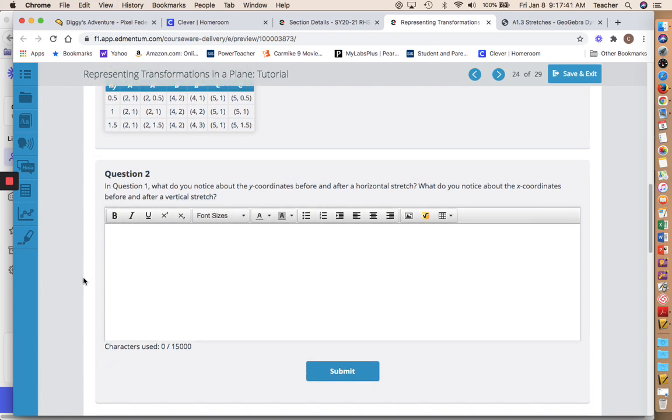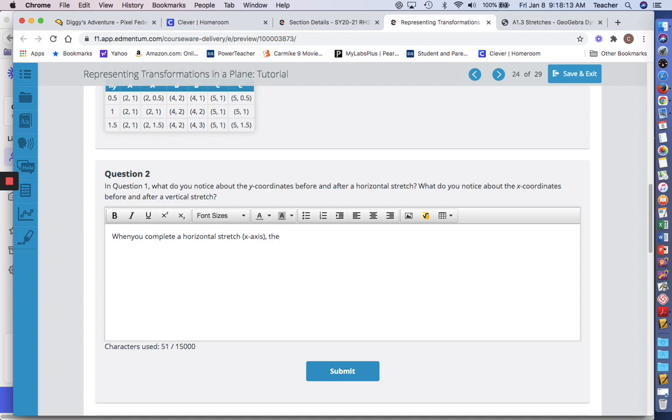All right, question 2. In question 1, did you notice about the y coordinates before and after the horizontal stretch? What do you notice about the x coordinates before? Well, darn, I just covered it. Okay, so when you complete a horizontal stretch, that's along the x-axis. I'm putting that in there so you can remember.